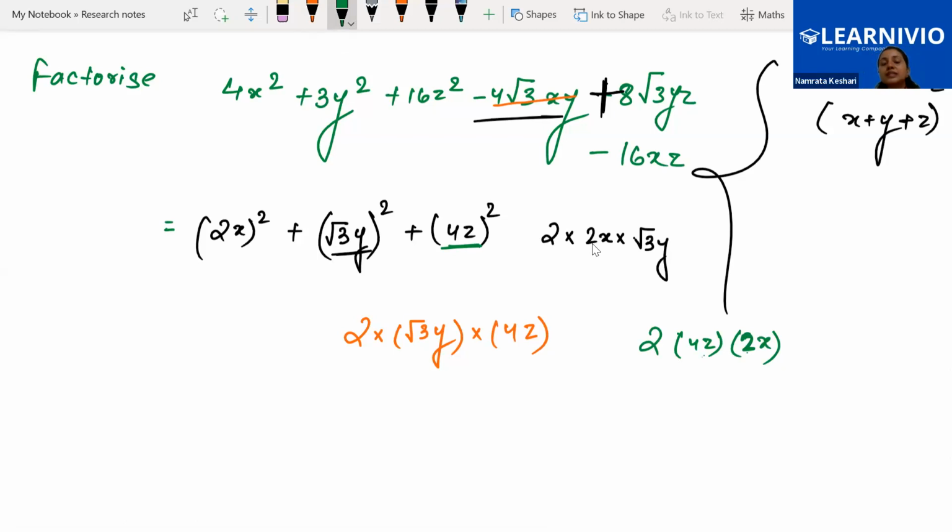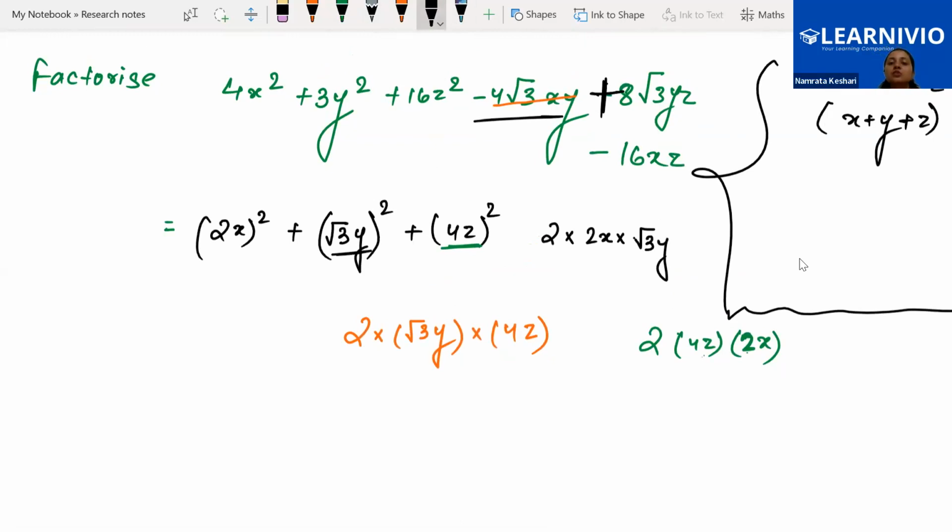Now, who will say which term is negative and which term is positive? Anam, have you figured it out which term is negative and which term is positive? Yes, ma'am. 2x is positive while under root 3y and 4z are negative. Basically, x is positive and y and z are negative.